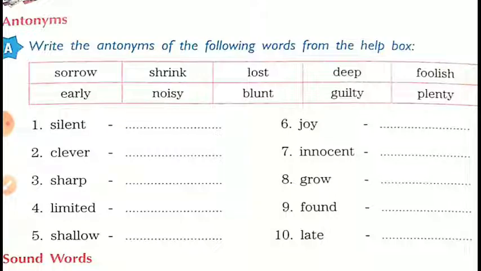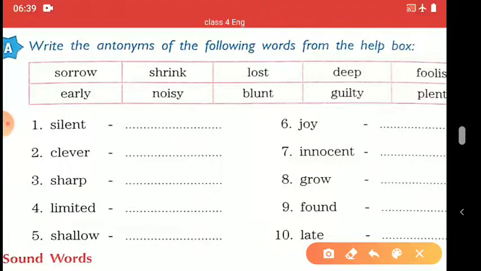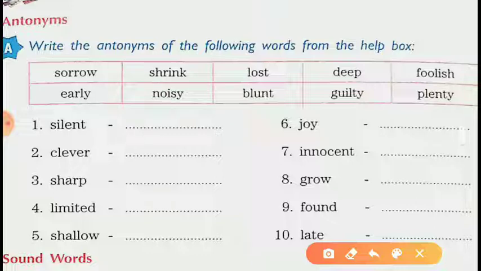Write the antonyms of the following words from the help box. The words given in the help box, children, are sorrow, shrink, lost, deep, foolish, early, noisy, blunt, guilty, plenty. Now we need to fill these words with their antonyms in the blanks given. Now the first word, children, is silent. The antonym of silent is noisy.